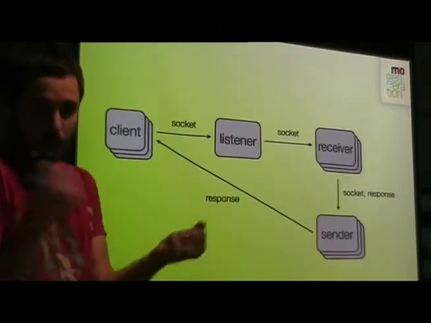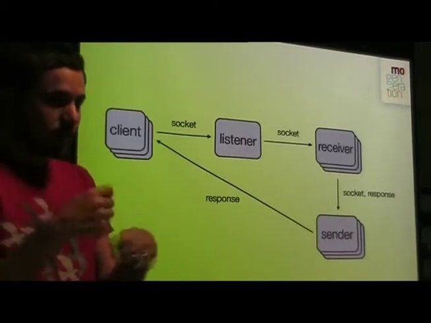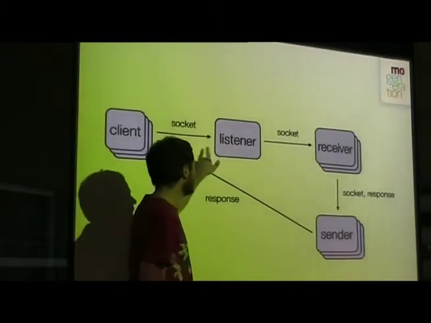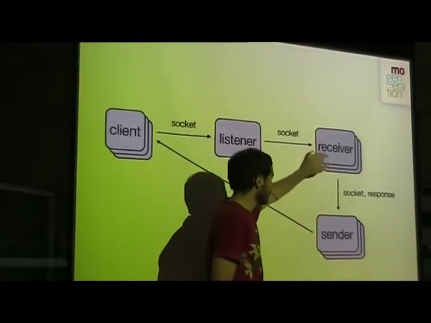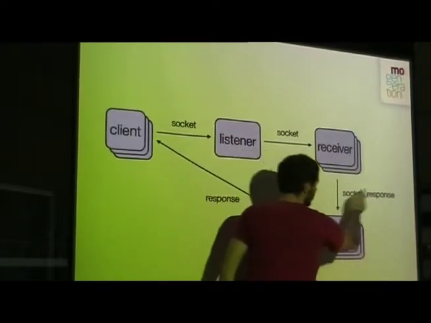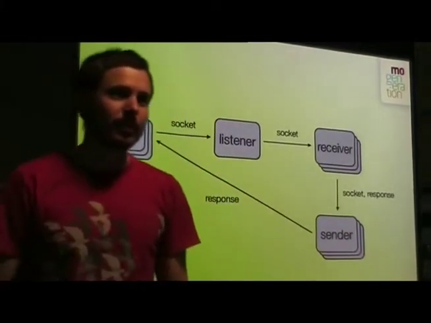So then it throws it onto a receiver, and that receiver basically does some processing. So it basically parses the payload that it gets given. So it's a JSON payload that this thing gets given. Parses the payload. And then when it's finished, the thing that does the parsing generates a response, and that socket and that response is thrown onto this. And I already pulled it apart just to make it a bit more complicated.